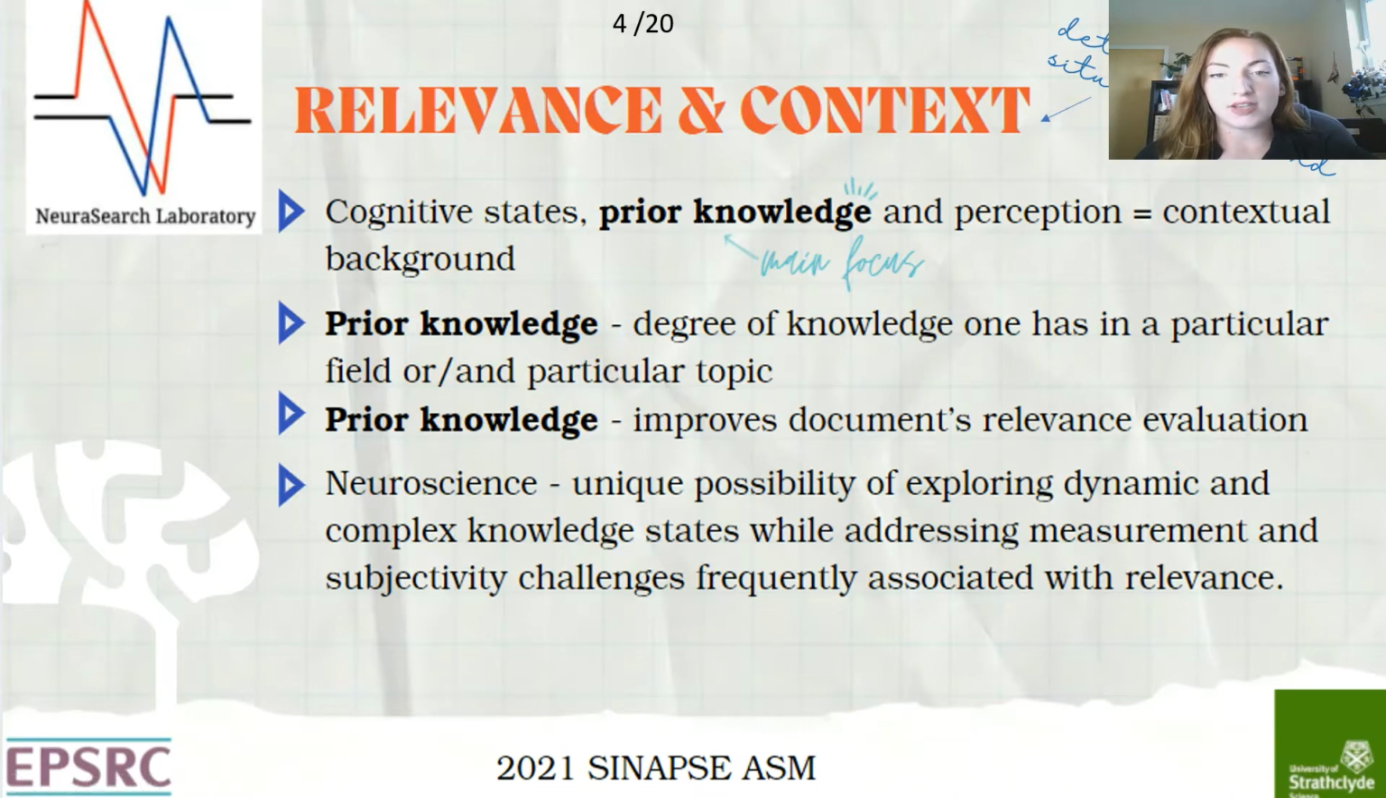And our main focus will be the prior knowledge. So what is prior knowledge? Prior knowledge refers to the degree of knowledge one has in a particular field or a particular topic. Prior knowledge is important as it improves documents' relevance evaluation. I'll be talking about prior knowledge in more detail in later slides, because we have one more important question to answer, which is why are we going to use a neuroscientific approach? This is because neuroscience offers a unique possibility of exploring dynamic and complex knowledge states while addressing measurement and subjectivity challenges frequently associated with relevance.